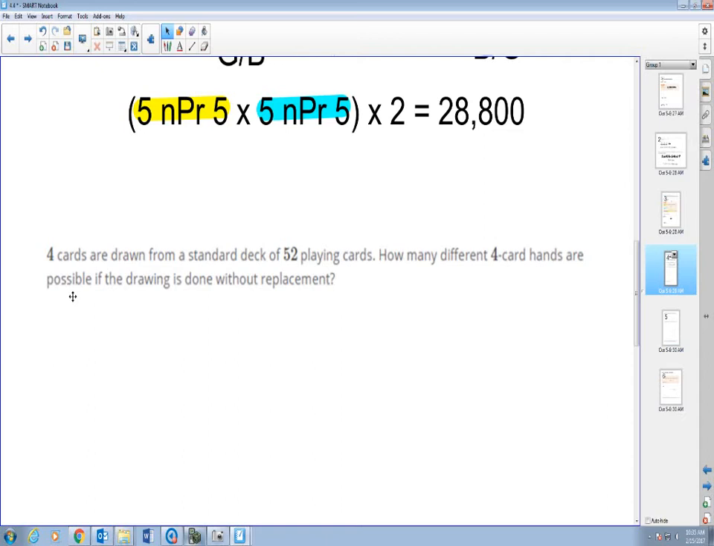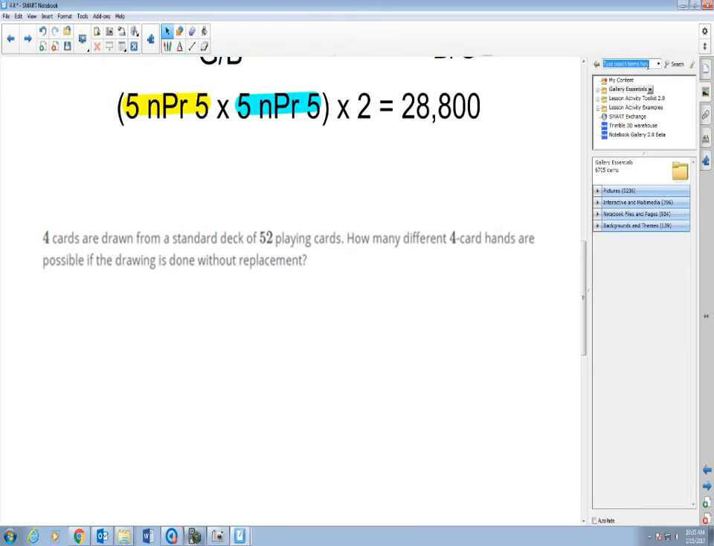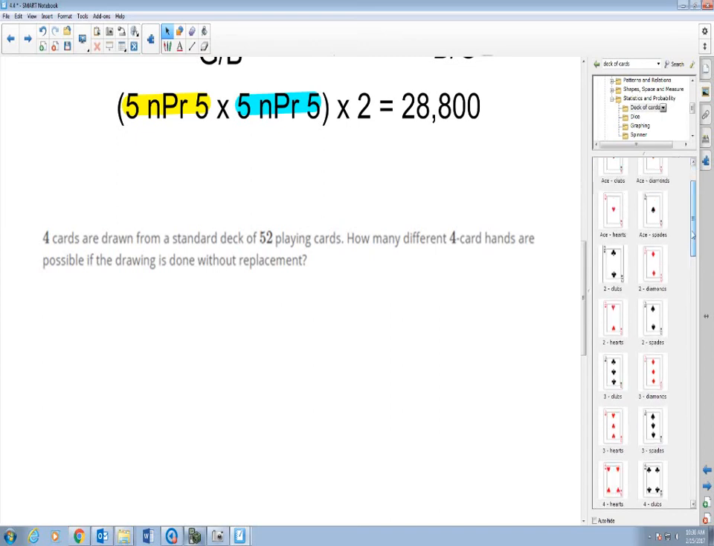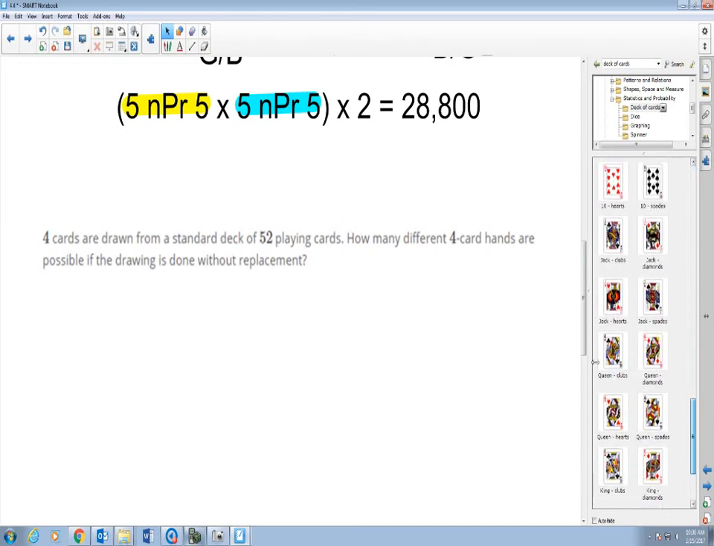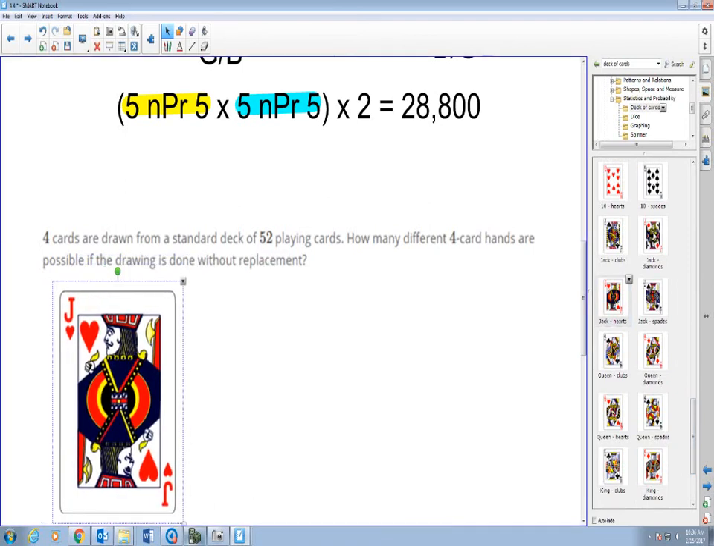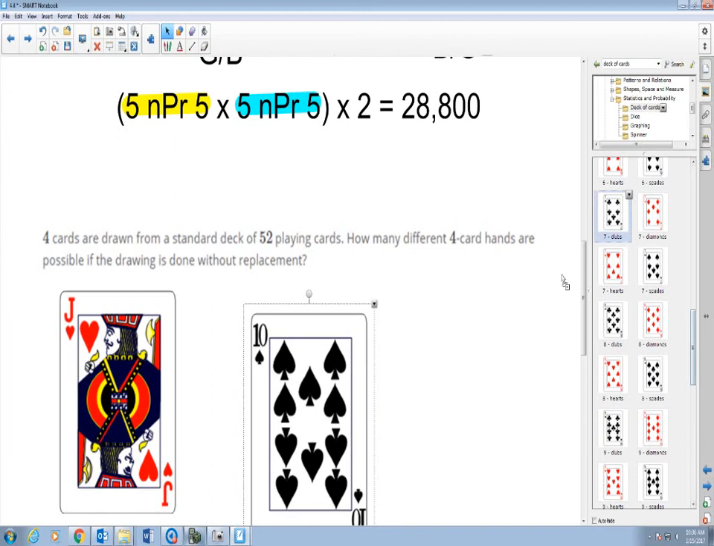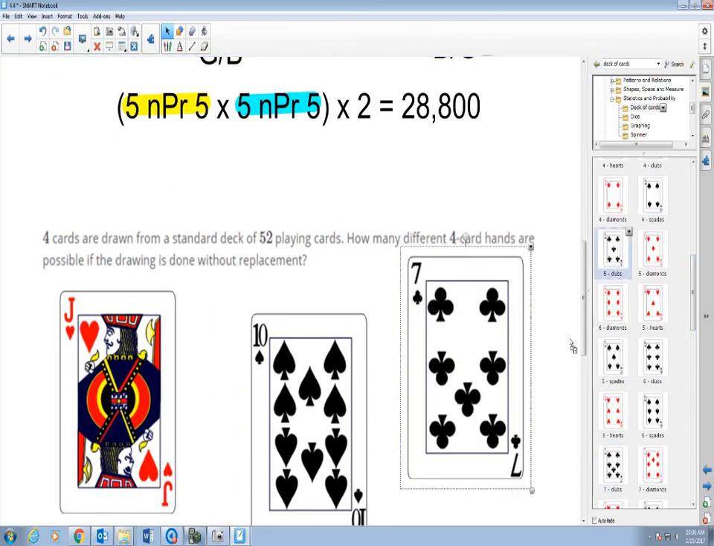Okay, so let's pretend. Let me see if I can get a deck of cards. Alright, so here's my deck of cards right here. So let's say this is 1, this is 2, this is 3, and this is 4.